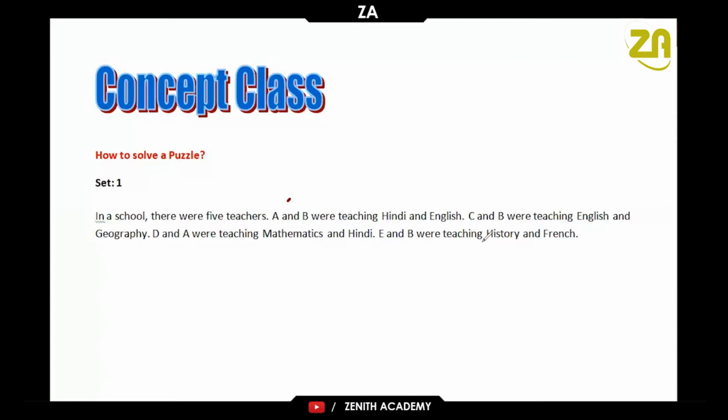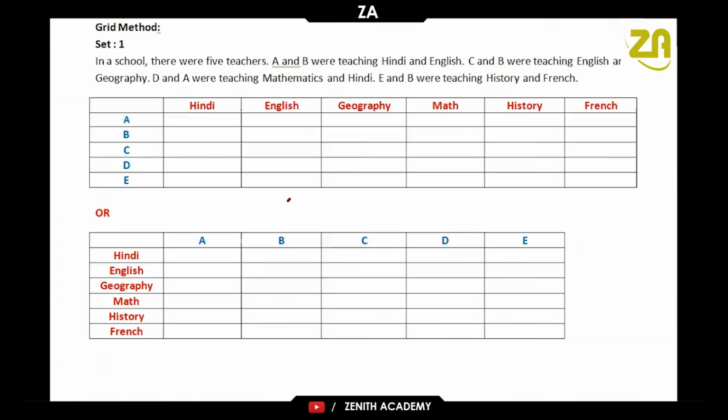So for this we do one thing. Take one object on one axis, like on x-axis, and the other object on y-axis. If you do this, then you will form a grid. Let us see this. Look here.